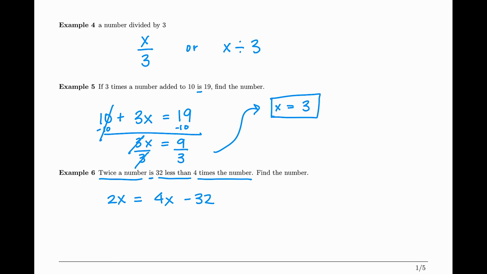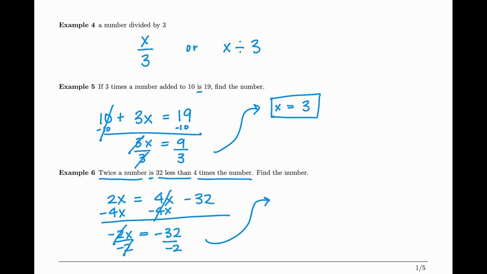Now we'll solve this equation to find the answer. I'll move my 4x to the other side to combine my like terms. I get negative 2x equals negative 32. Now I'll divide both sides by negative 2. These cancel, and I get x equals negative 32 divided by negative 2, which is a positive 16.